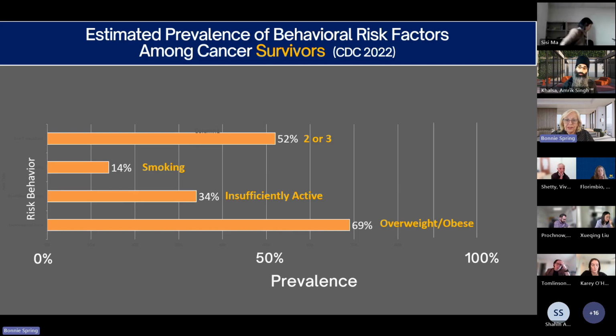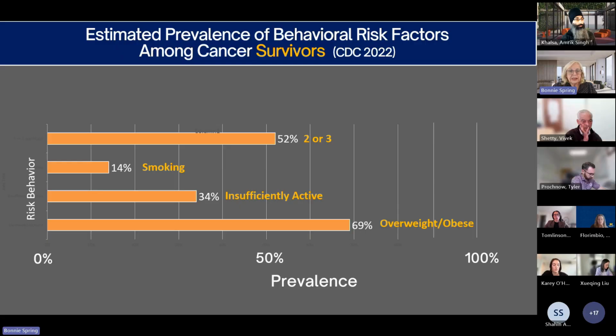So let's take a look at what other kinds of options we have. This is just a slide showing the prevalence of risk behaviors in the cancer survivor population. About the highest percentage for a risk factor is the overweight obese one. It's about 69, 70%. 52% have 2 or 3 of overweight, obesity, not being active enough, or smoking. Smoking is the one we've done the best at. It's gone down the most. Being not active enough, about a third of us are that way.